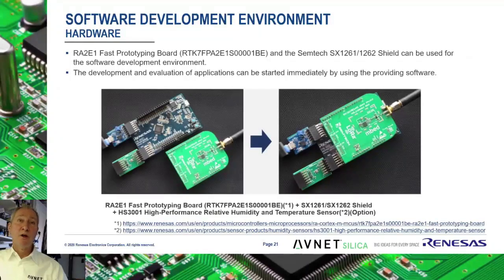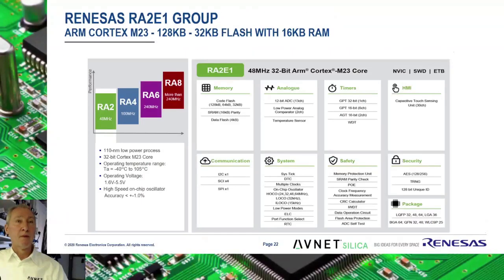Now some details about the hardware being used. Here we see the boards being used. Central to the setup is the RA2E1 evaluation board in dark blue. In this block diagram, we can see the RA2E1.